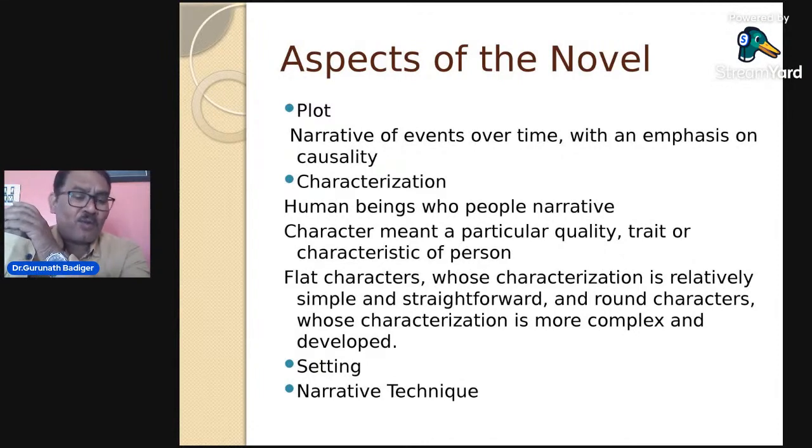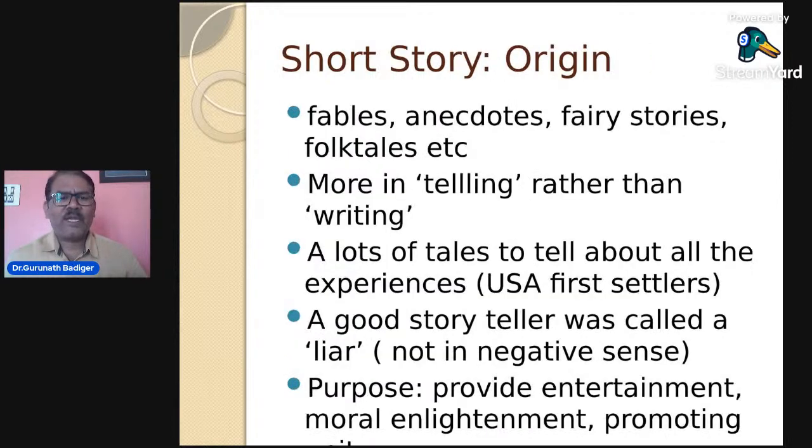French Revolution. So, setting of the novel is important, and narrative technique is important. Whether there is a first person narrator or third person narrator, whether stream of consciousness technique is used or different kind of technique is used. So these things should be known to a teacher.